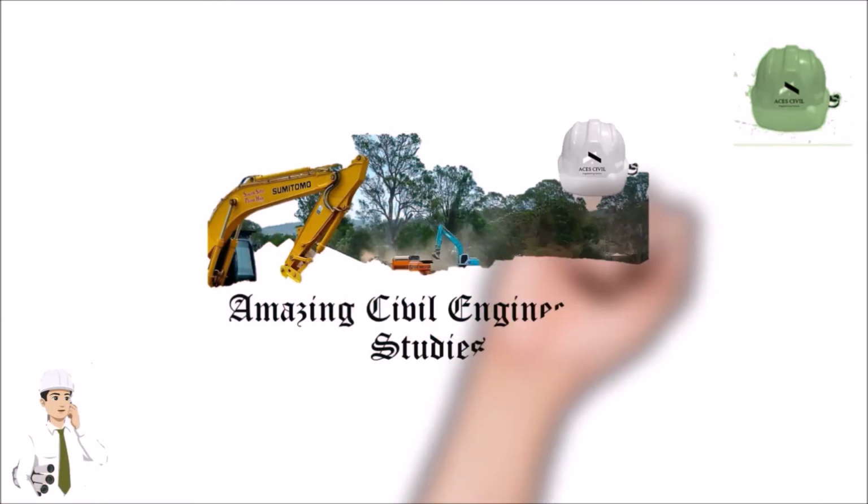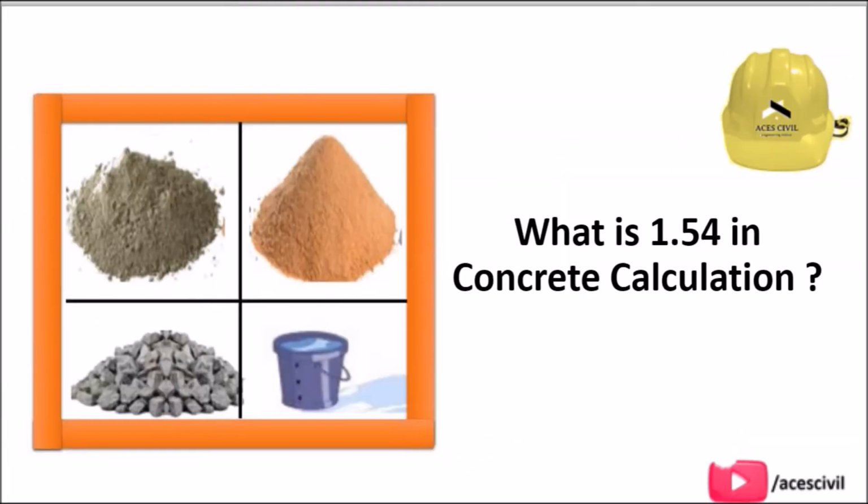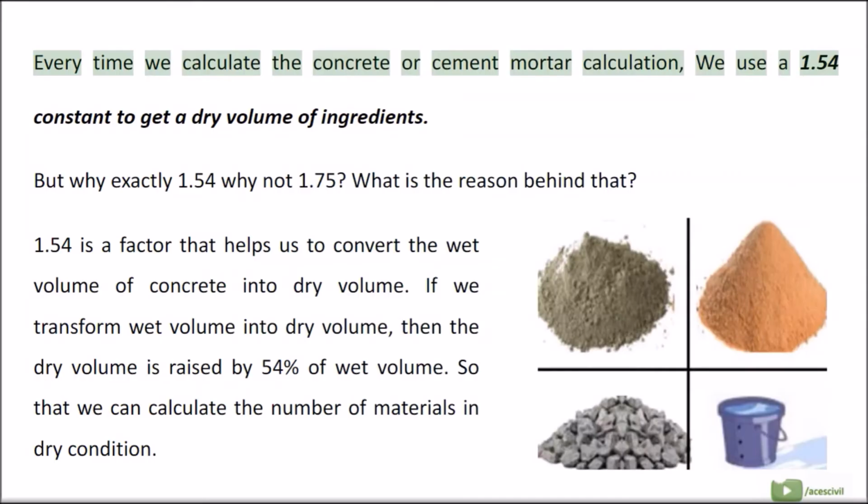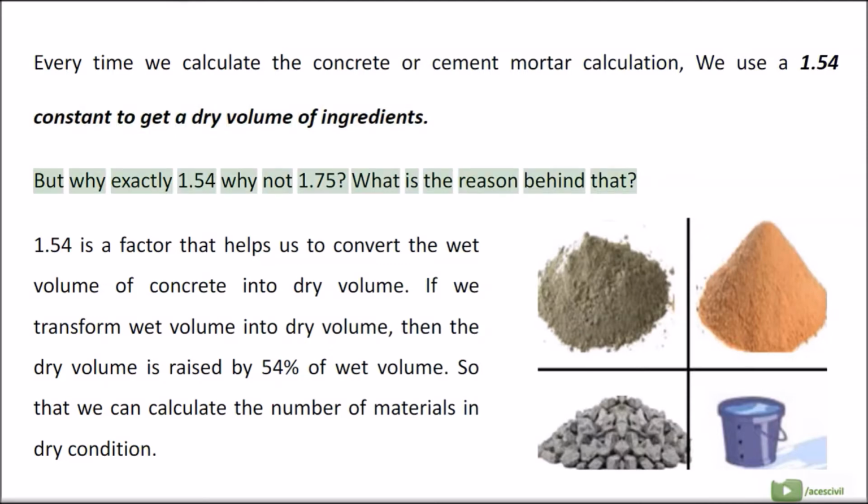In today's video we are going to discuss what is 1.54 in concrete calculation. Every time we calculate the concrete or cement mortar calculation, we use a 1.54 constant to get a dry volume of ingredients. But why exactly 1.54? Why not 1.75? What is the reason behind that?